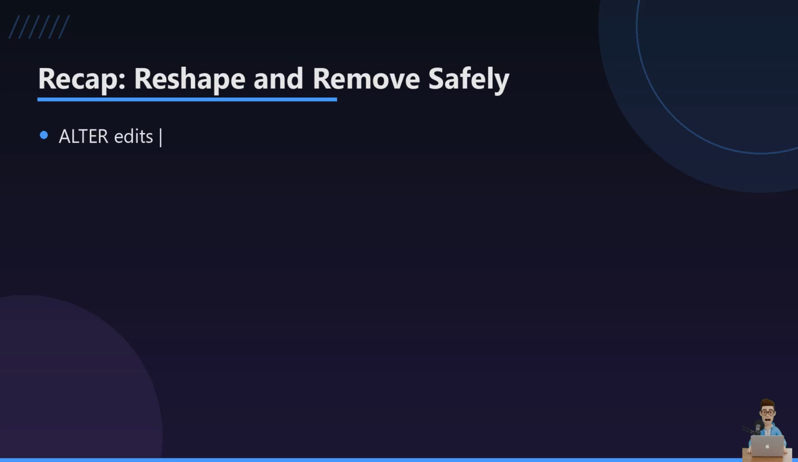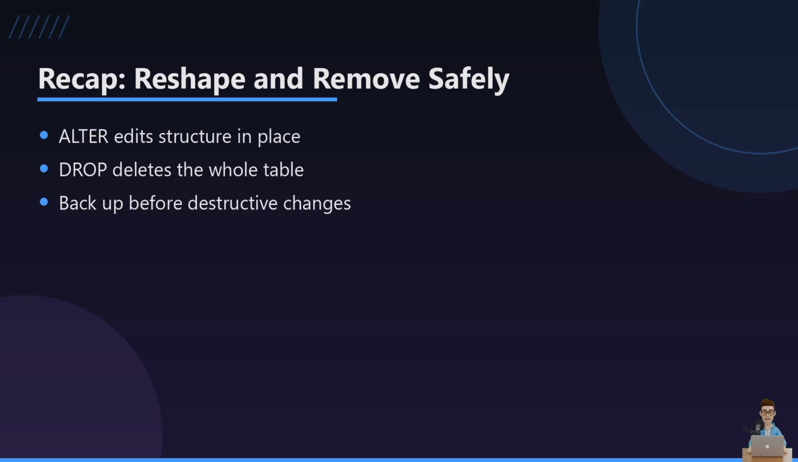So let's land this. Alter table reshapes a table that's already full, adding, dropping, or retyping columns and rules without losing your data. Drop table removes the entire thing, blueprint and data both, with no undo. Remember the difference between delete, truncate, and drop, and always back up before anything destructive.